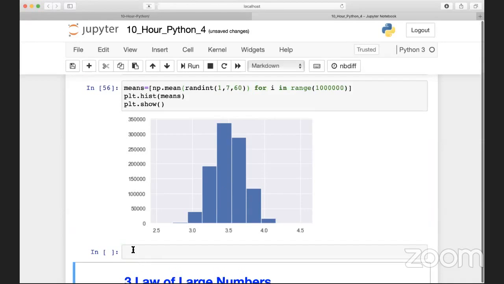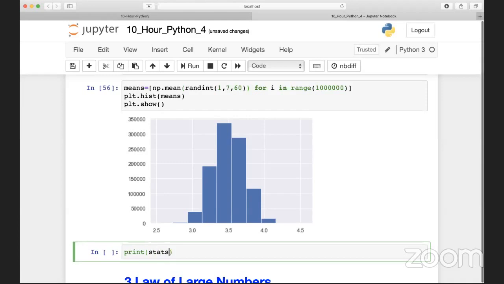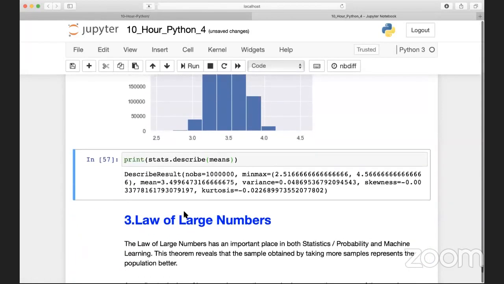Okay. So let's calculate the main statistics of this distribution. stats.describe. These are the main statistics of the data: min, max, this is the mean, this is the variance, this is the skewness. So you can understand it from here. The skewness is very close to 0, which means that our distribution is symmetric, which implies that it's normally distributed.